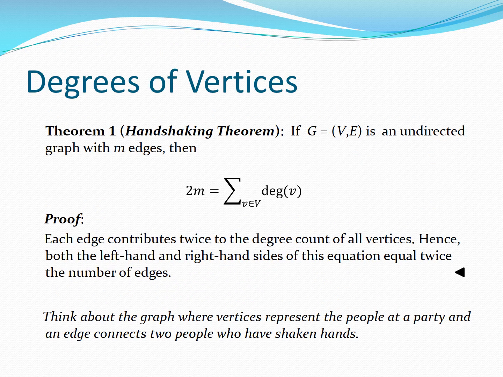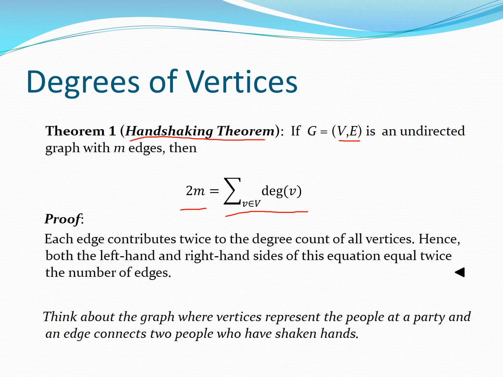All right, so now that we understand the degree of a vertex in an undirected graph scenario, this is a very important theorem, and it is called the handshaking theorem. So what does it say? If you have a graph which contains a set of vertices V and a set of edges E, and it's an undirected graph, then if you add up the degree of all of the vertices in the graph, it's going to be 2 times the number of edges in the graph.